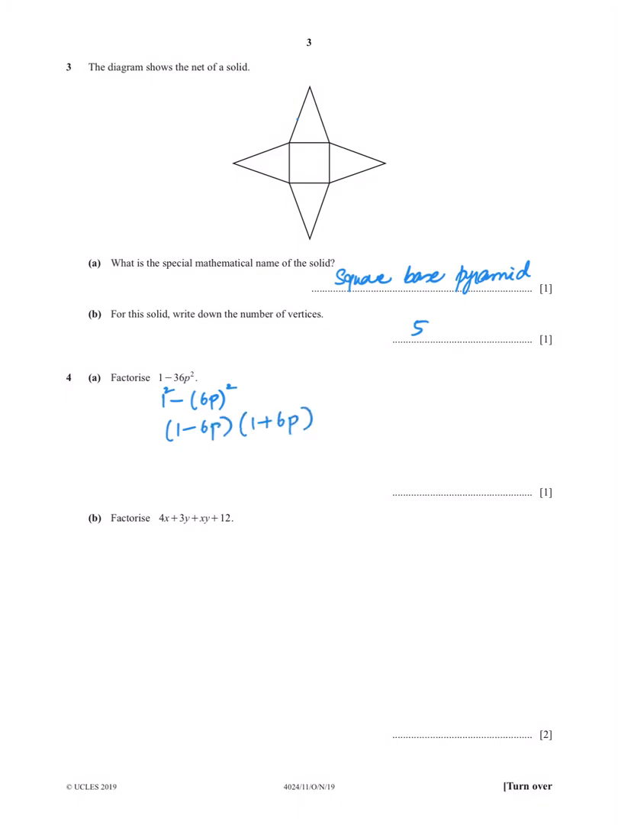Next part. Factorize 4x plus 3y plus xy plus 12. So firstly I will arrange it a little bit: 4x plus xy plus 3y plus 12. If I take x common here, that will be 4 plus y. Similarly, if I take 3 common here, it will be y plus 4. 4 plus y and y plus 4, basically both are equal. So 4 plus y is common and the leftover part is x plus 3, and that is the final answer.